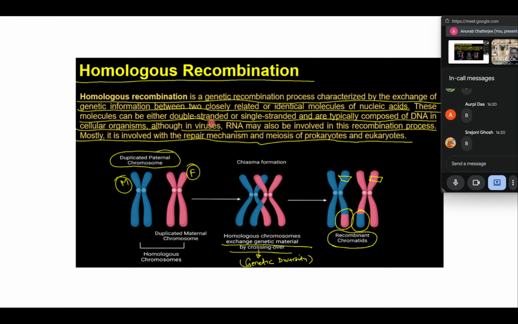These molecules can either be double stranded or single stranded and are composed of DNA in cellular organisms. Although in viruses, RNA may also be involved in the recombination process. Mostly it is involved in repair mechanisms and in meiosis of prokaryotes and eukaryotes.